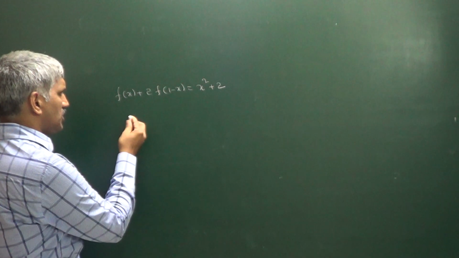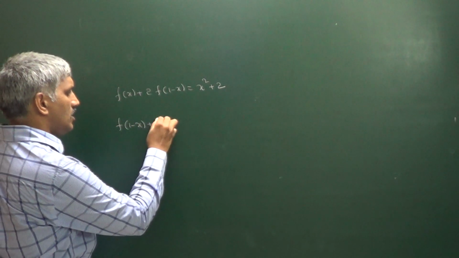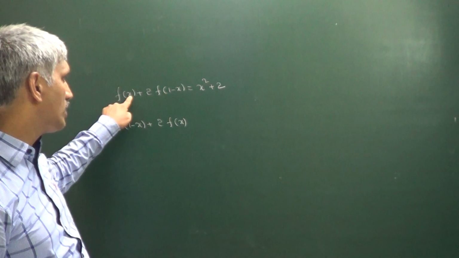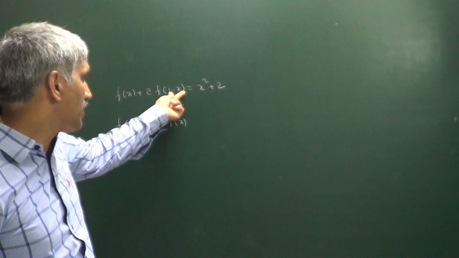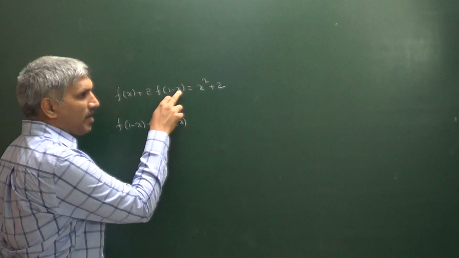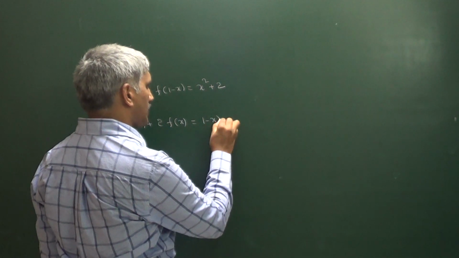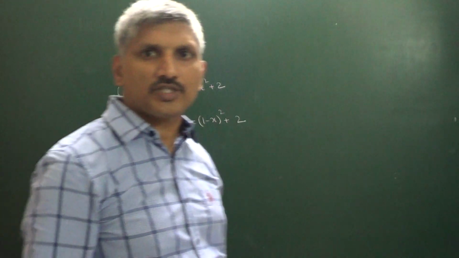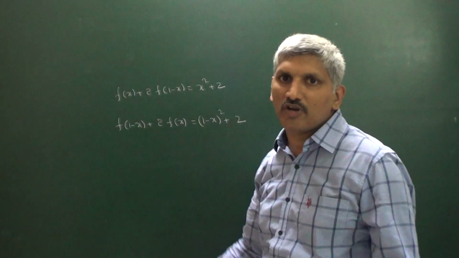So x is replaced with 1 minus x, then you will get f of 1 minus x plus 2 times f of x. Wherever x is there, it is replaced by 1 minus x. So 1 minus of 1 minus x, that is the reason we got x. So it is equal to 1 minus x whole square plus 2. Right? From these two equations, again the same, we have to eliminate f of 1 minus x, then only you will get f of x.